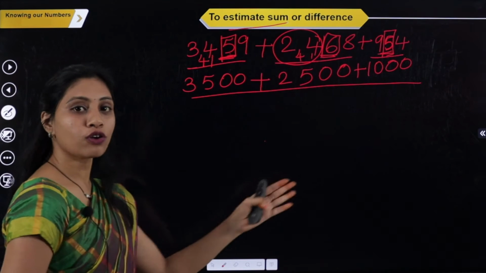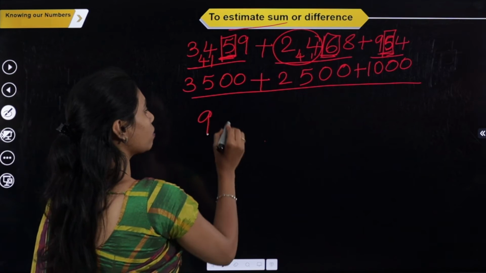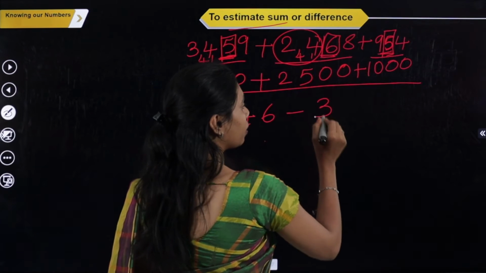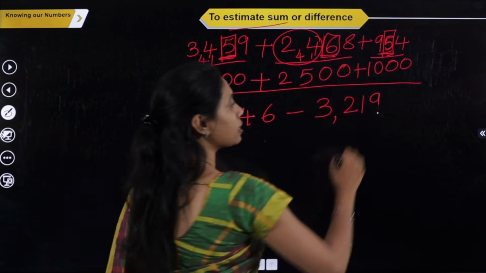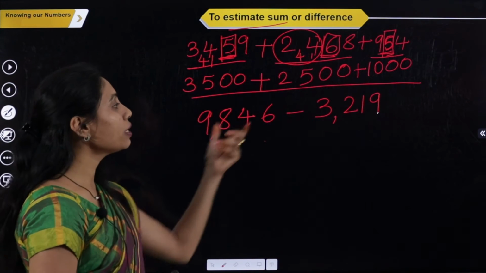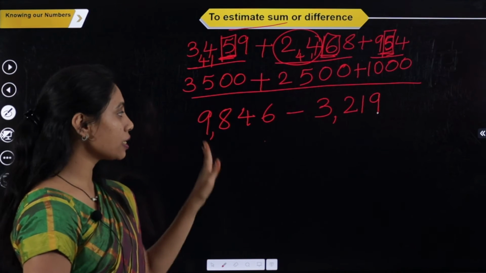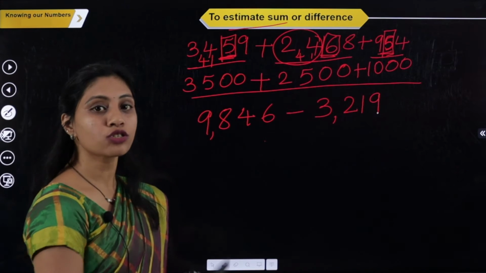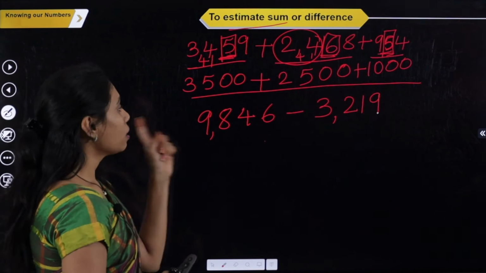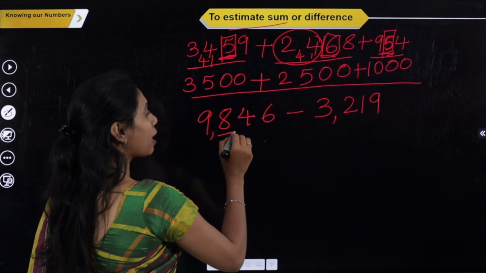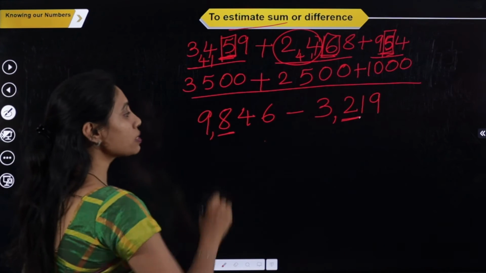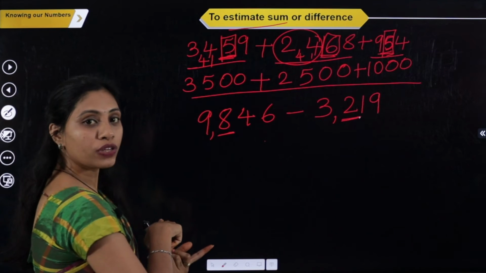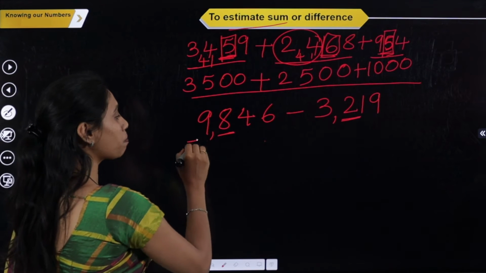Same procedure we follow for the difference. I am taking here the numbers 9846 minus 3219. Now, we can see both the numbers have the same number of digits, that is 4 digits here, 4 digits here. In this case, the highest place value is 1000, so we will be rounding off to the thousands. So, underline the hundreds digit in both the numbers. Here we have 8, 8 is greater than 5. So, what are we supposed to do? To the left of the digits whatever are present, plus 1.